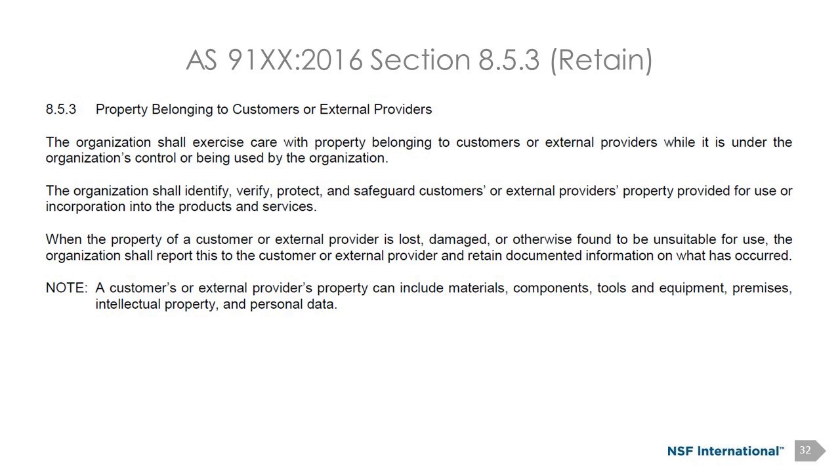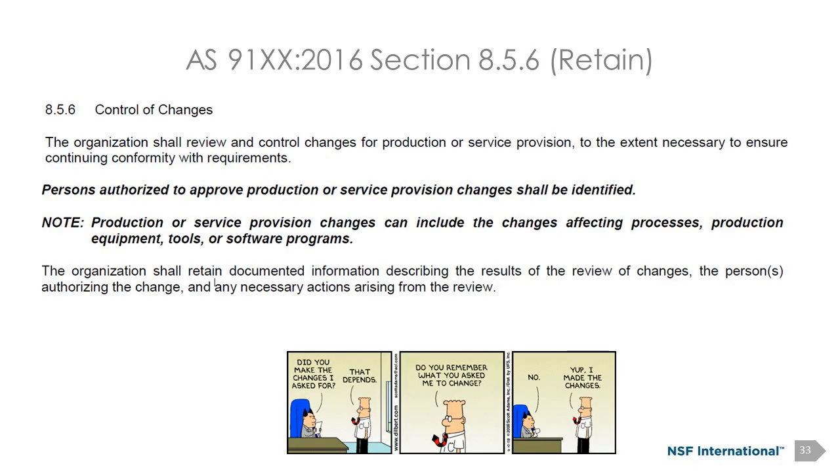So this is where we have to retain documented information associated with those items that are customer or external provider property. And when we lose, damage, or otherwise find it unsuitable for use, we've got to report it and retain documented information, whether it be through a nonconformity report or an NCR log or some other customer communication log. That doesn't necessarily tell us how we're going to do it.